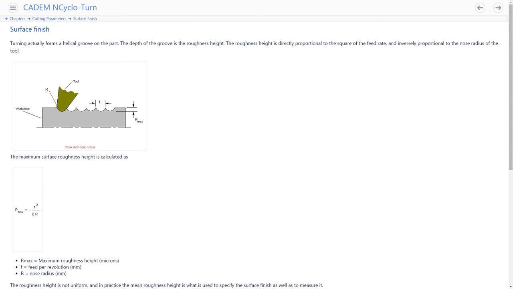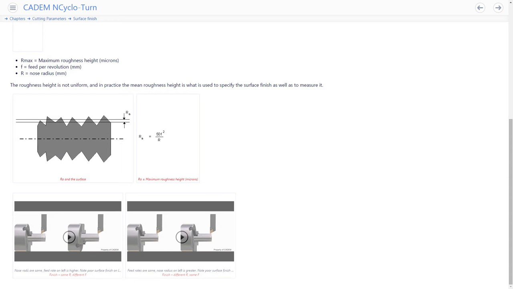In turning, the surface finish on the part is determined by the nose radius of the tool and the feed rate. The higher the feed rate, the poorer the finish, and the larger the nose radius, the better the finish. The Rmax, or maximum roughness height, can be theoretically calculated using this formula. The actual roughness will also depend on the tool wear and vibrations while cutting the part, and will usually be different from the theoretically calculated value. The Ra, or mean roughness height, is calculated roughly using this formula.